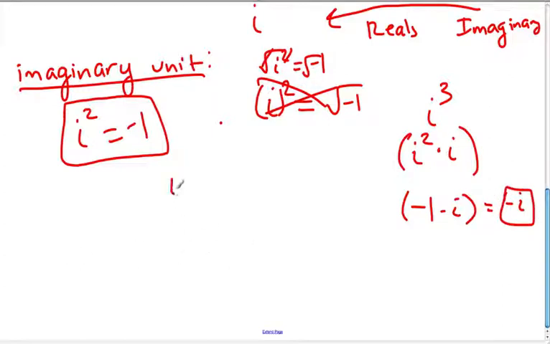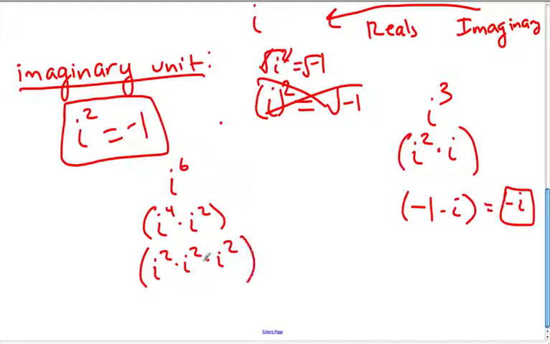Let's do something different. Let's do i to the 6th power. Well, let's take out as many i squares as we can. We can take out i to the 4th times i squared. That's an i squared right there. And then we can take out another i squared out of that. So that becomes i squared times i squared times i squared. Which becomes -1 times -1, which is +1, times -1 again, which is also -1.